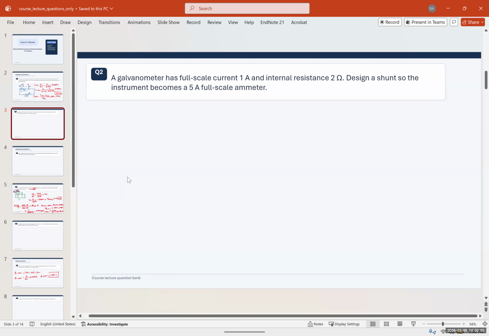Need to draw the circuit or just give you the value of the shunt? Yeah, just give me the value of the shunt resistor RS.